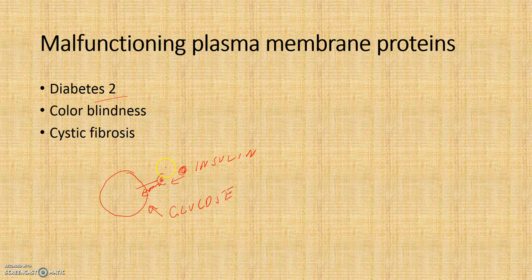Now in diabetes 2, insulin is there. But because of overabuse, these receptor proteins are not going to function. So insulin is there, but nobody is binding the insulin and setting up a signal so that glucose can enter the cell. So basically the cell starves to death. There's excess glucose in the blood, and the glucose comes out in your urine at a very, very high level.